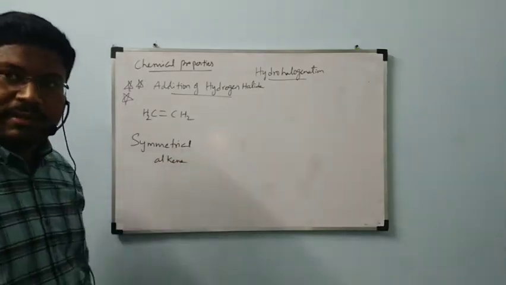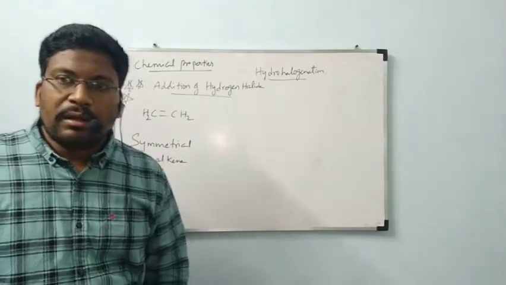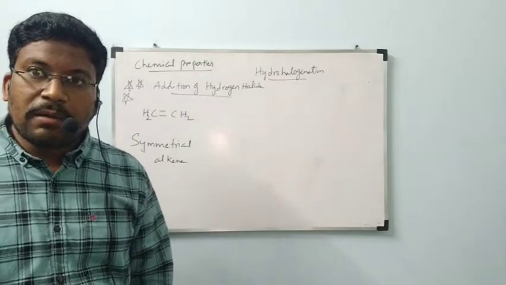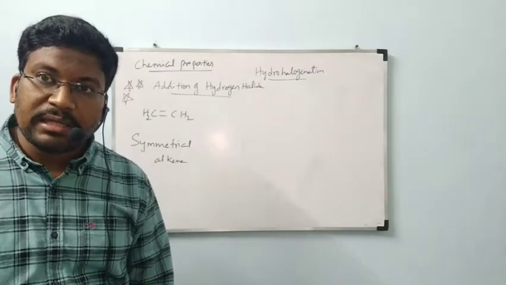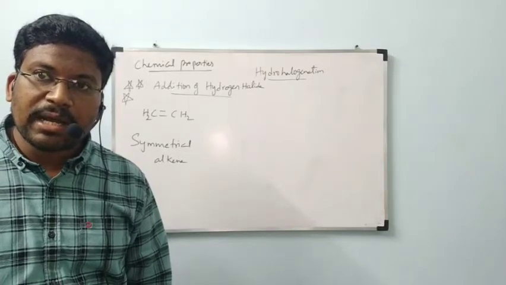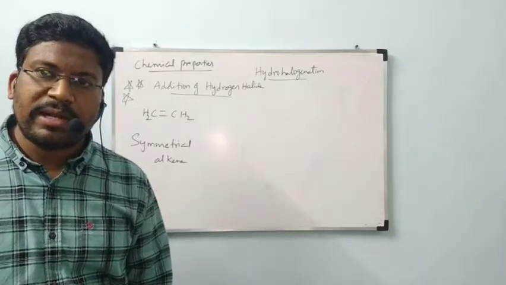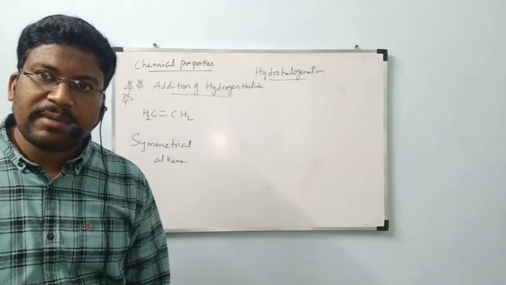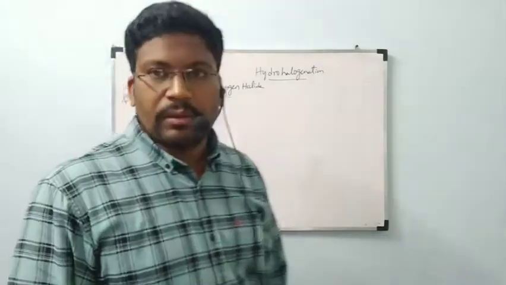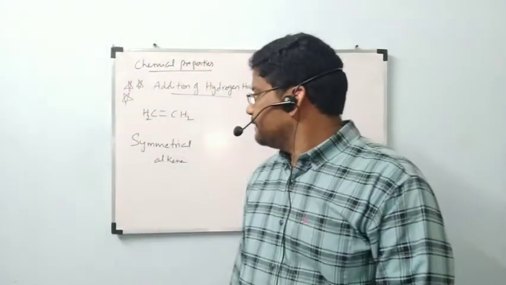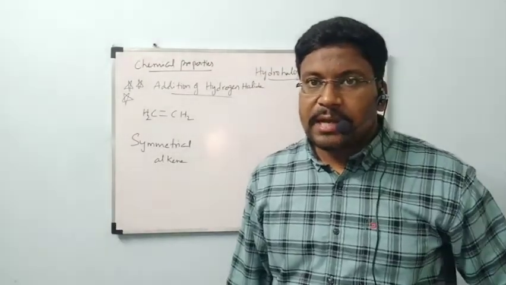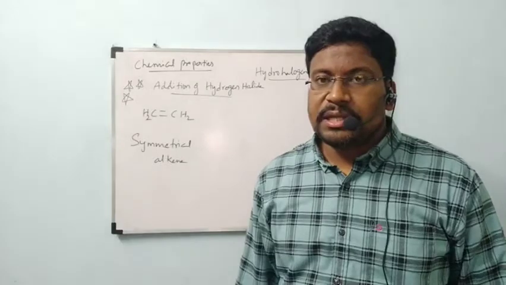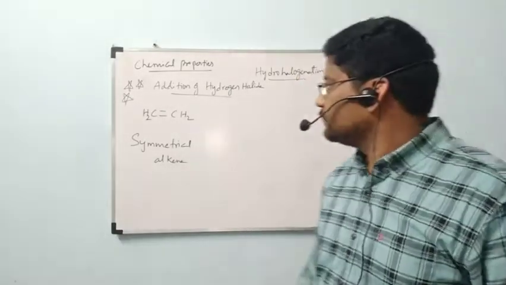Note down the definition of symmetrical alkene, all of you, neatly. The alkene in which the double bonded carbons contain the same number of hydrogens is called a symmetrical alkene.